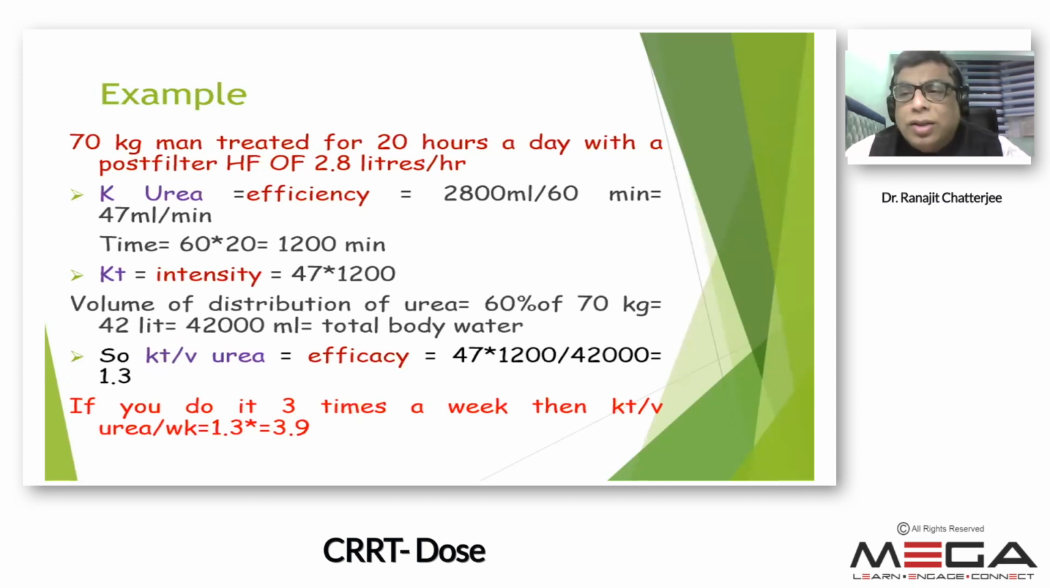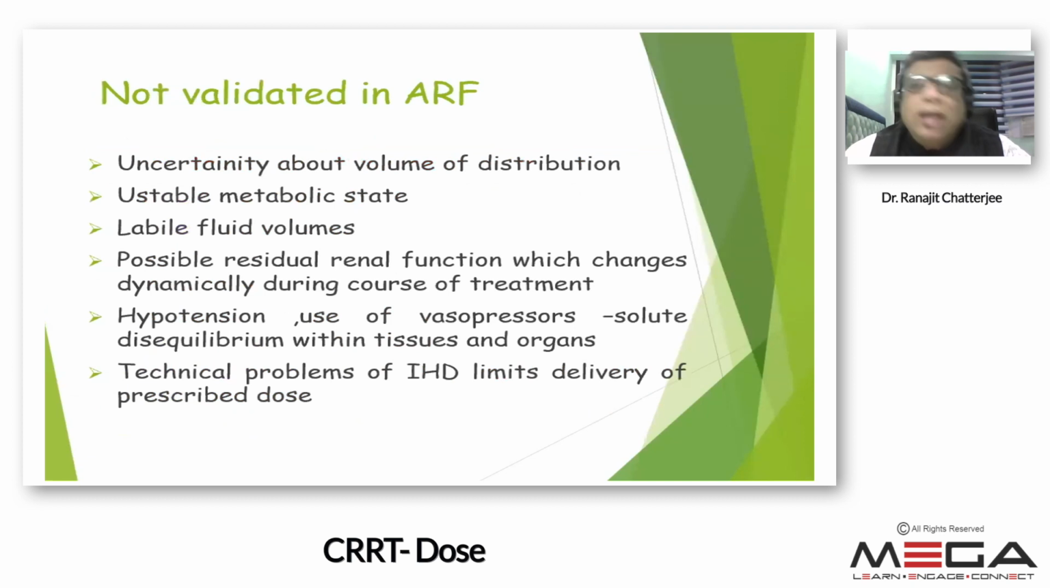ill? These patients are not stable because we are not sure about the volume of distribution. Either they're hugely volume overloaded, or they're having unstable volume, and their metabolic state is completely unstable. And as I told you, they have a labile fluid volume, and the patient might have a residual renal function which changes dynamically during the course of treatment.